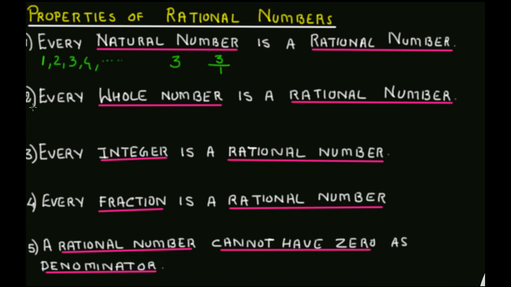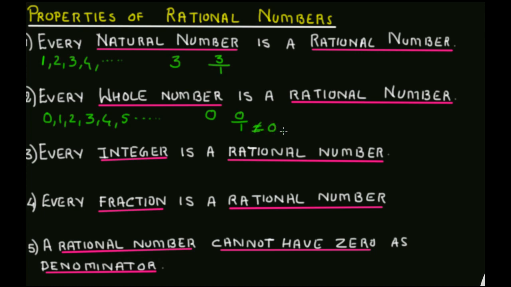Now the second property: every whole number is a rational number. To remember, a whole number starts with 0, 1, 2, 3, 4, 5, and it goes on. Let's take a whole number, maybe the whole number 0. So 0 can be written as 0 by 1, thus making it a rational number as well. Why? Because your denominator is not equal to 0, right?